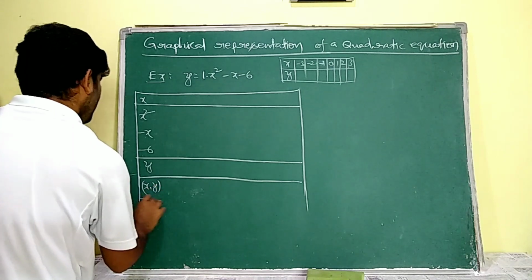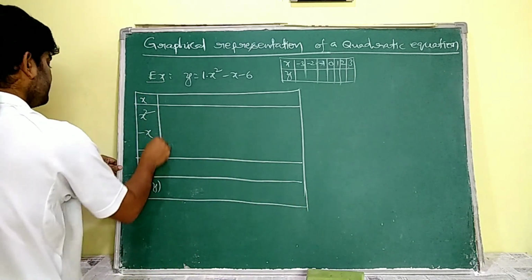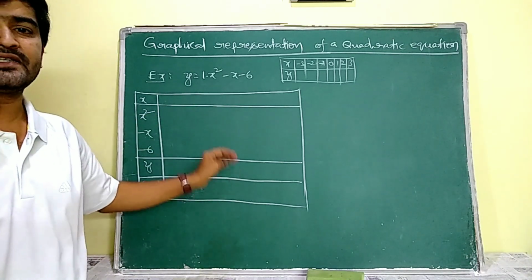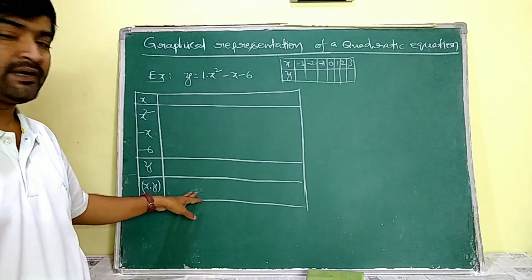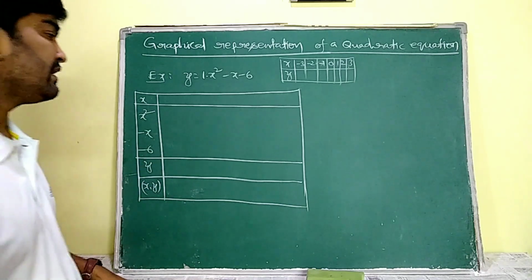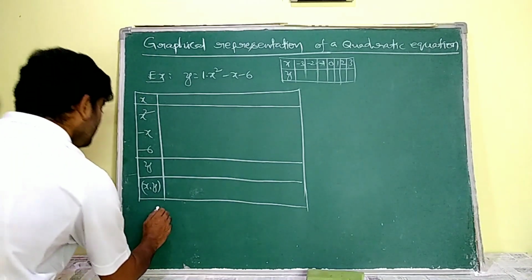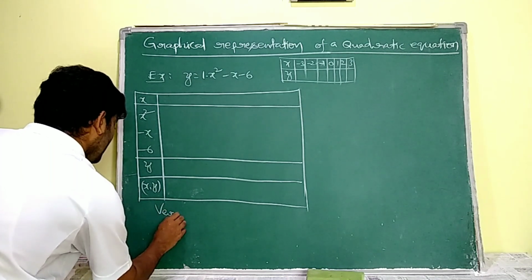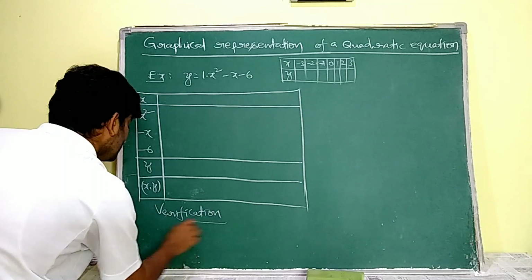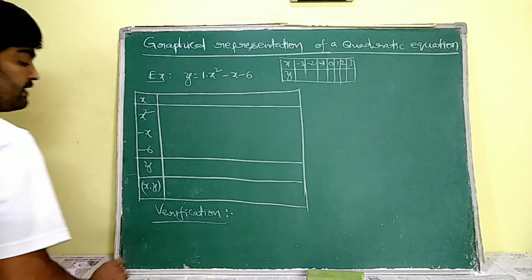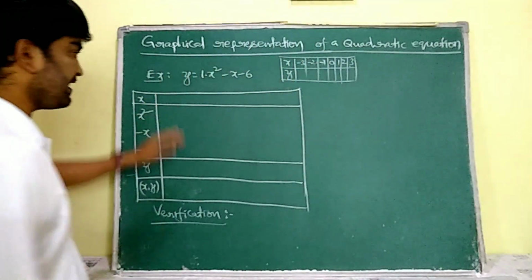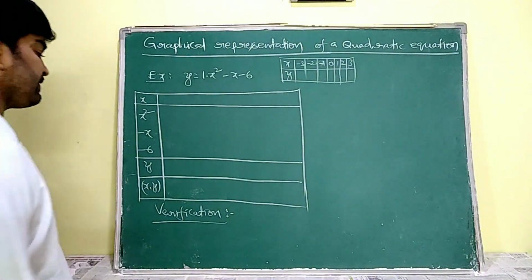So see, if you know what values are going to be taken for x, then it is easy for you to find the remaining values. For that we have to do one thing, verification. Actually this verification is going to be done in the last, but for knowing the x values we are going to do the verification first only.